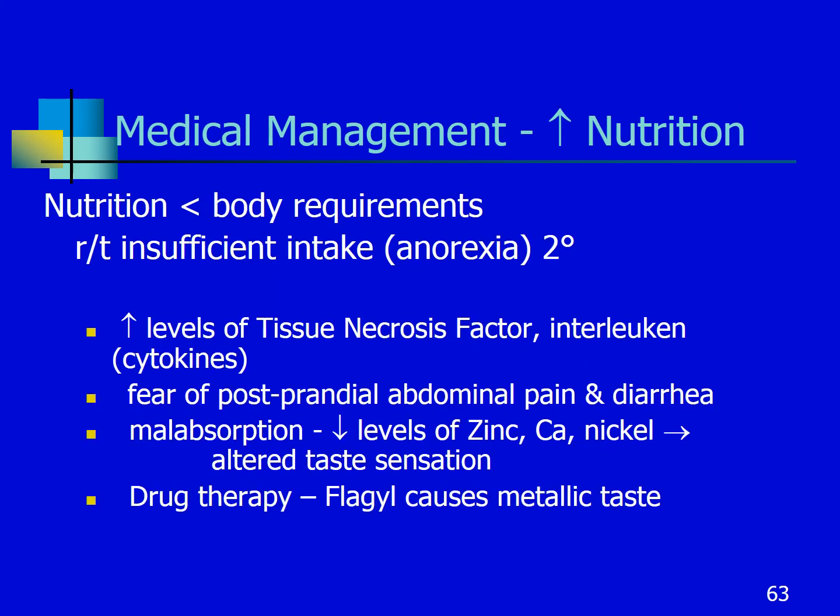So there are some nursing diagnoses, right? So what is it? Imbalanced nutrition, less than body requirement, right? Related to insufficient intake. Secondary to what? Too many things. Increased level of tumor necrosis factor, fear of postprandial abdominal pain, malabsorption, drug therapy. Look at that. Flagyl causes a metallic taste, right? So imbalanced nutrition, less than body requirement. Next slide.